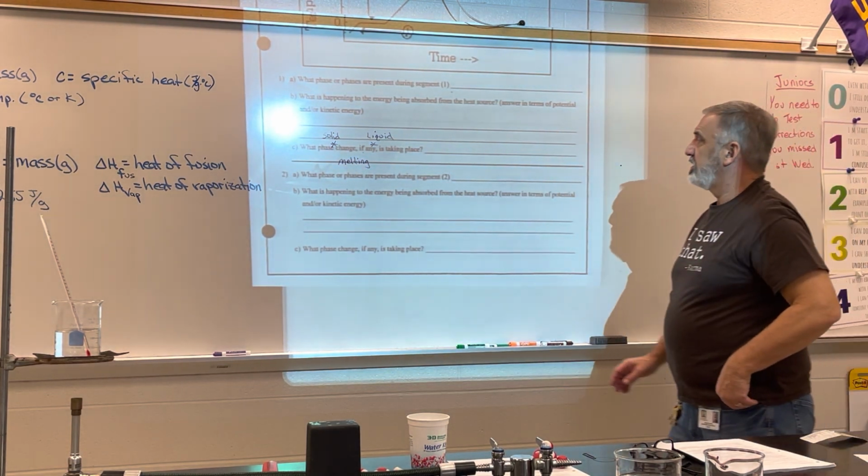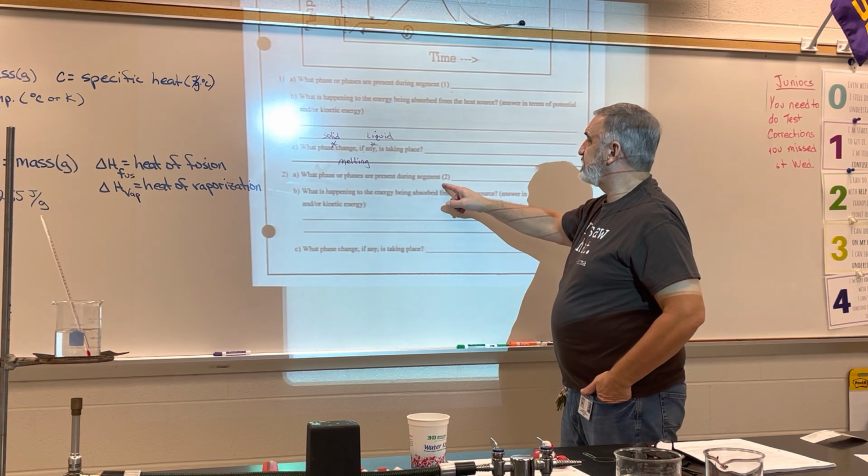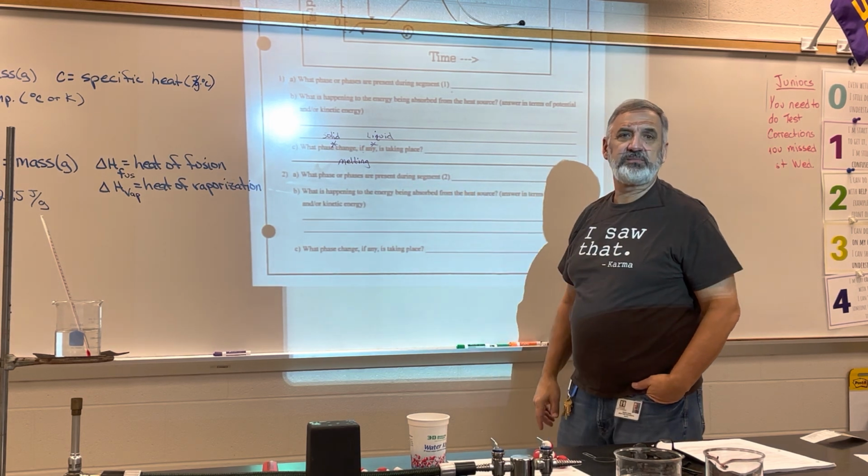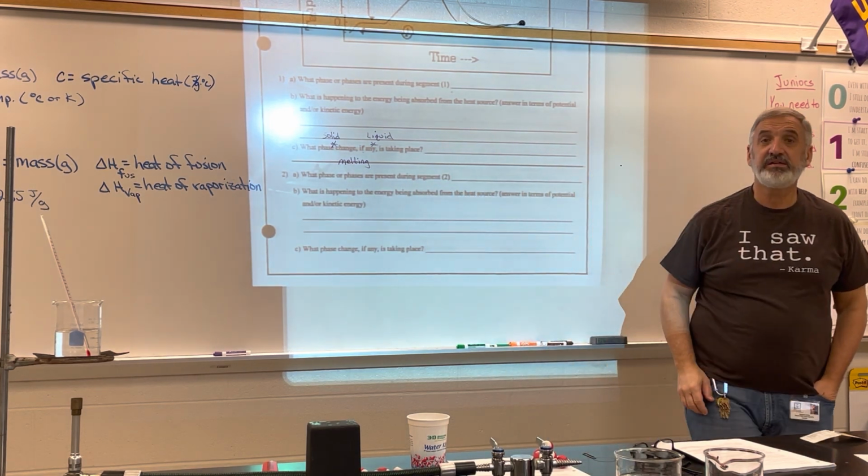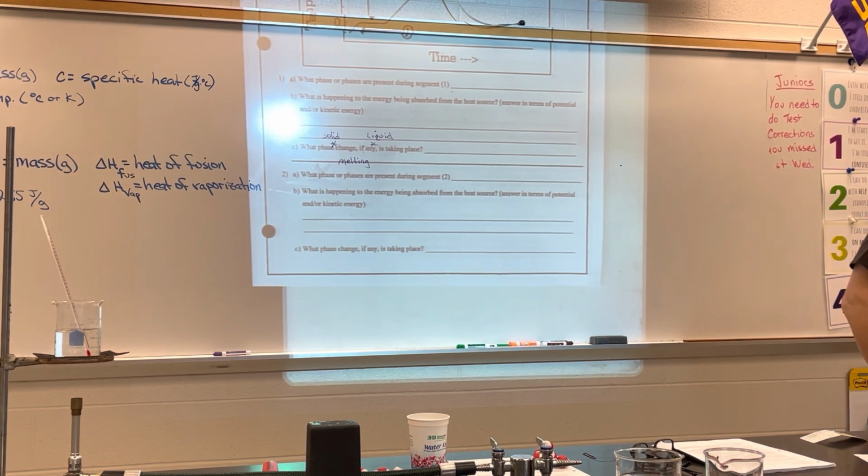So, what phase or phases are present during segment 2? What did you say? Solid and liquid. They're in equilibrium. You have both. It's ice water. Now, if you have a perfectly insulated cup and you put ice into that perfectly insulated cup, the ice is going to warm up to 0, the water is going to cool down to 0, and then they're both going to be at 0 degrees, and then some of the ice melts, but that causes some of the water to freeze, and they're back and forth. They're in what's called equilibrium.